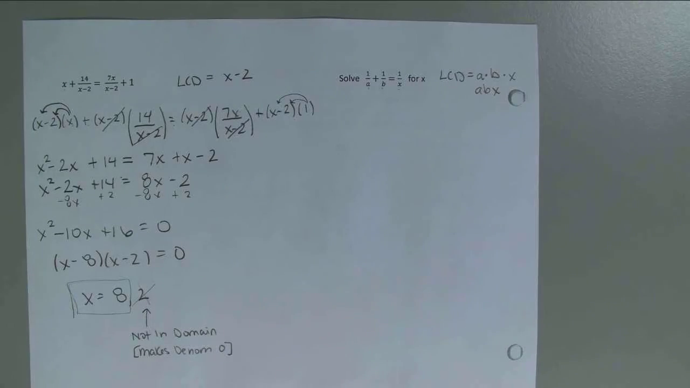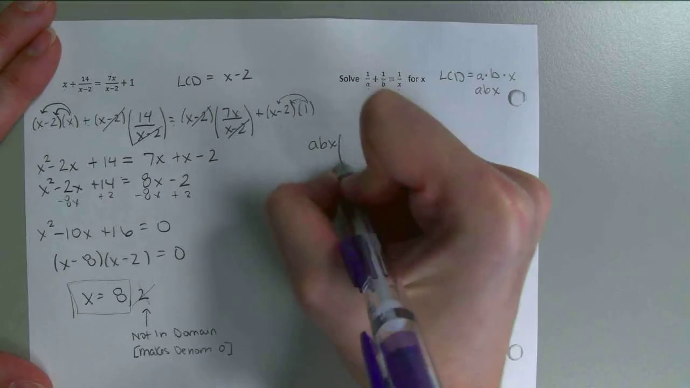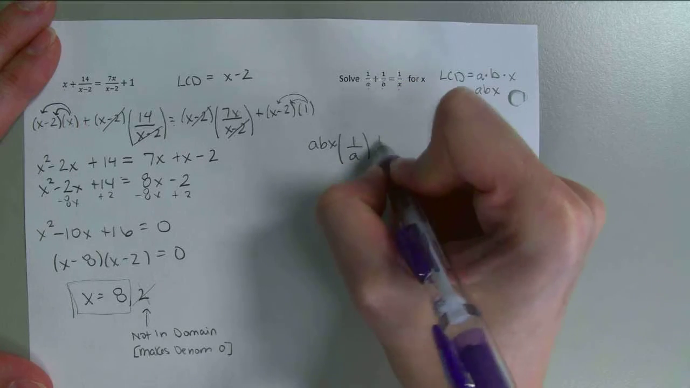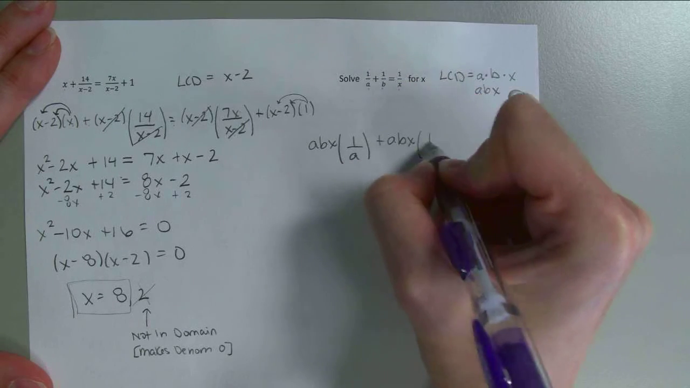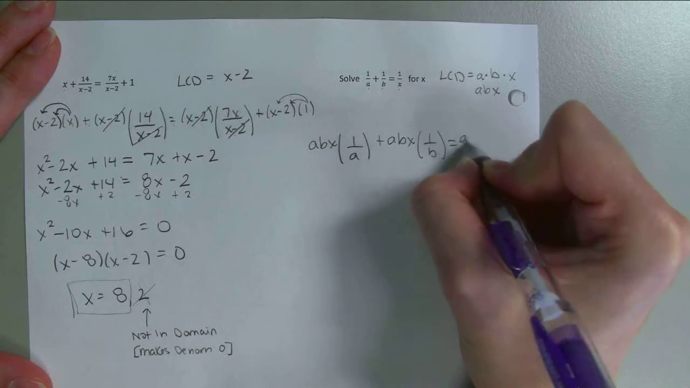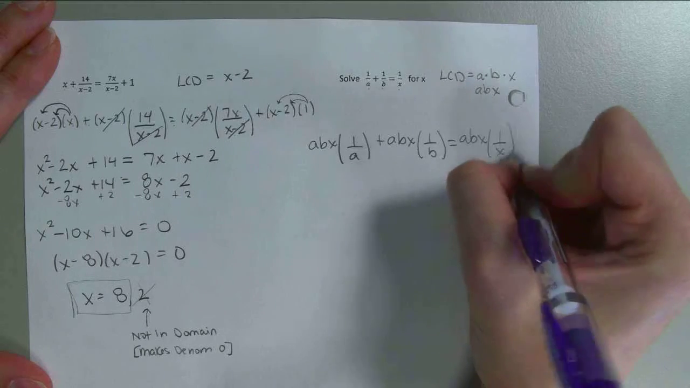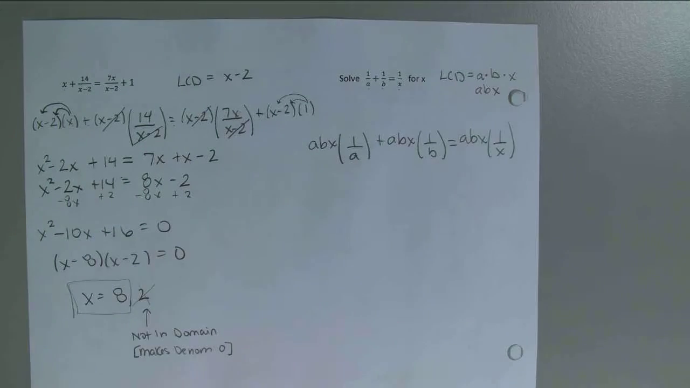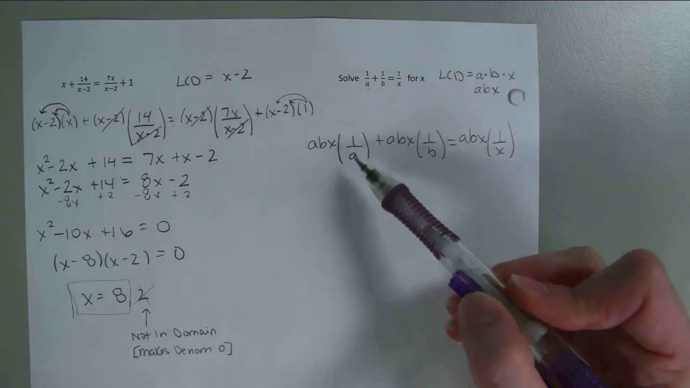So abx is our common denominator. They don't share anything, all right? So we're going to take abx times 1 over a plus abx times 1 over b equals abx times 1 over x. So we're going to do exactly what we've been doing. It's just a little awkward because they're all letters and there's no numbers there. But the whole process is going to stay the same, where since we're taking the LCD, our denominators should start flashing out, okay?